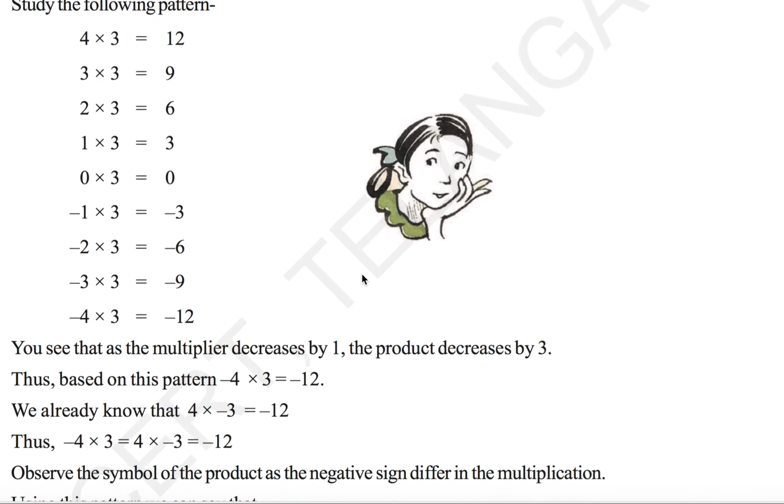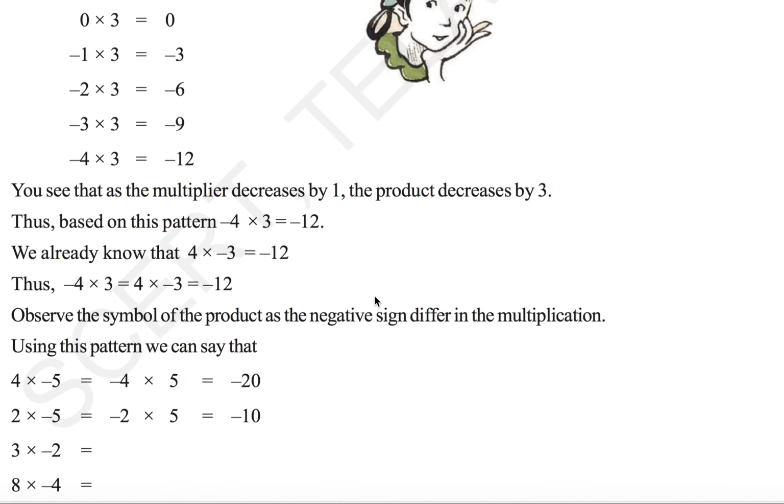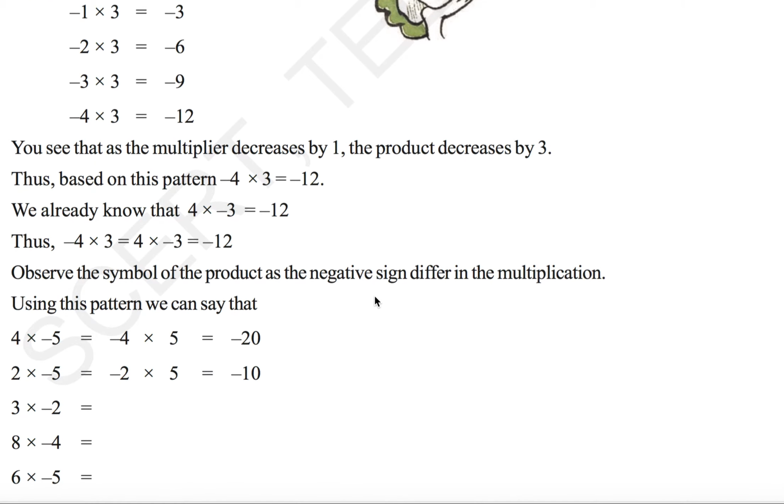Now let us multiply minus 4 into 3. Study the following pattern. 4 into 3, 3 into 3, 2 into 3, 1 into 3, minus 1 into 3, minus 2 into 3. You see, as the multiplier decreases by 1, the product decreases by 3. Thus, based on this pattern, minus 4 into 3 equal to minus 12. We already know that 4 into minus 3 is minus 12, that means minus 4 into 3 equal to 4 into minus 3 equal to minus 12. Observe the product has the negative sign.